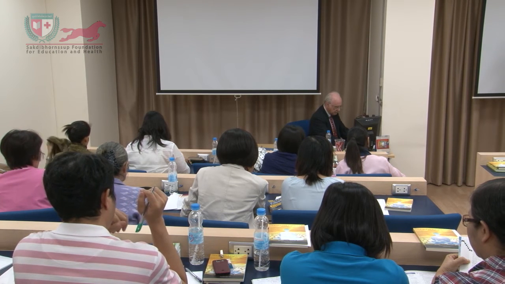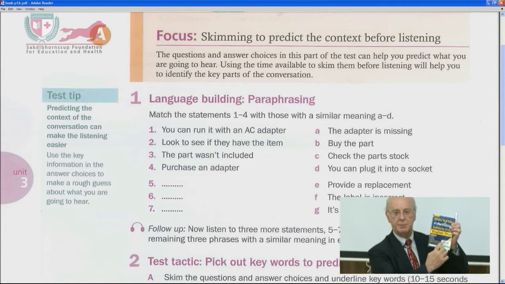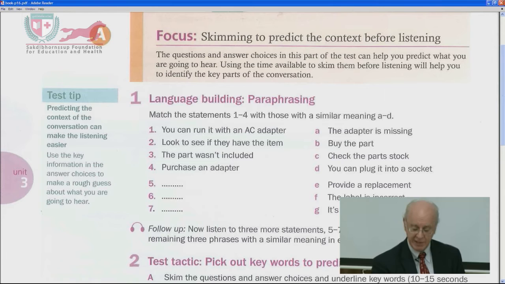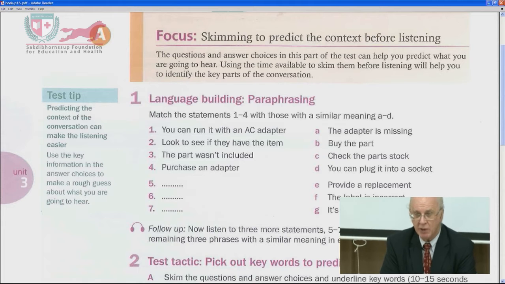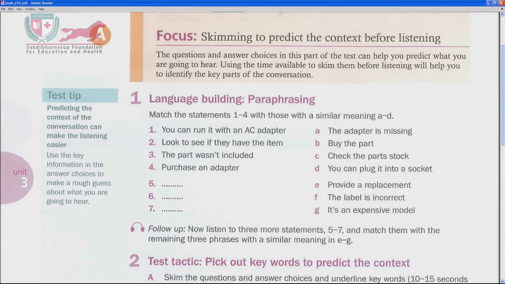Number 6. The description on the box is wrong. The description on the box: on the box there is a bit of paper explaining what is inside. The label. She says the description on the box is wrong. The label is incorrect. Wrong, incorrect mean the same. The description on the box, the label. Paraphrase. So now we're looking for a paraphrase for provide a replacement.